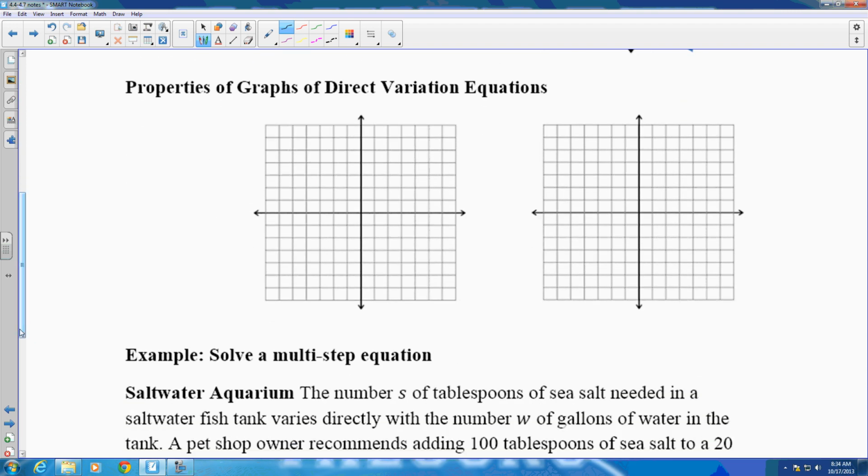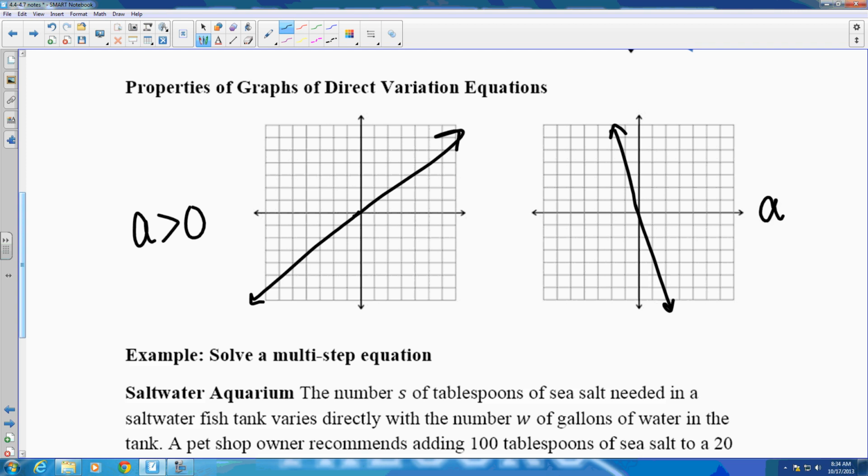Properties of graphs when they're direct variation. Here we have a direct variation equation, and the property is that our a value, constant of variation, is positive, bigger than 0. And the second one, it's direct variation because we're going through the origin, and the property in this one is that our a is negative because our slope is negative.